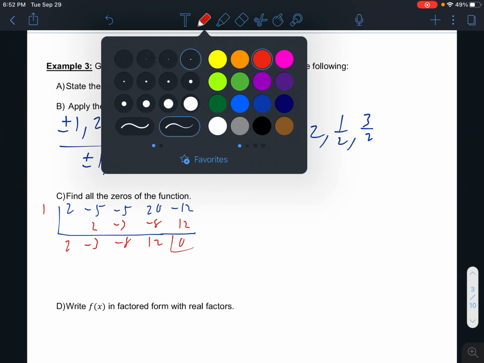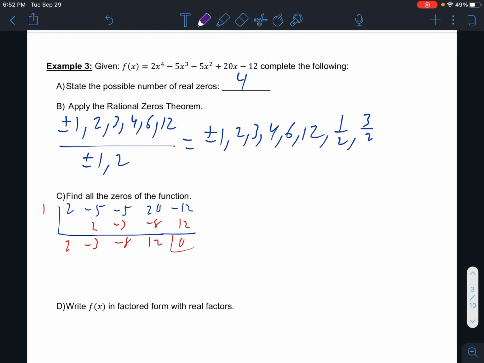So remember, when you do this, don't go to the original equation anymore. Start with this secondary equation now. So we already used 1. Let's try another one now. Let's try 2.